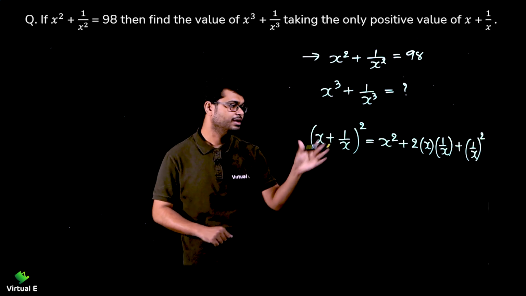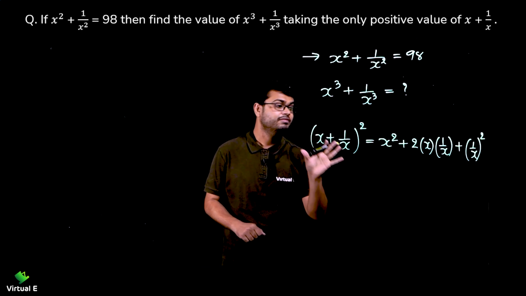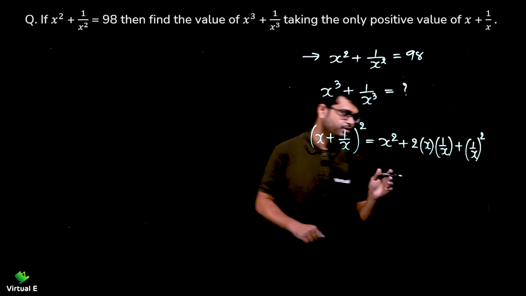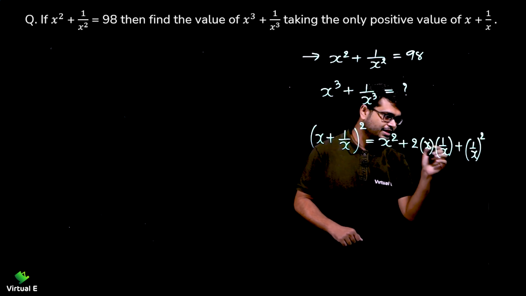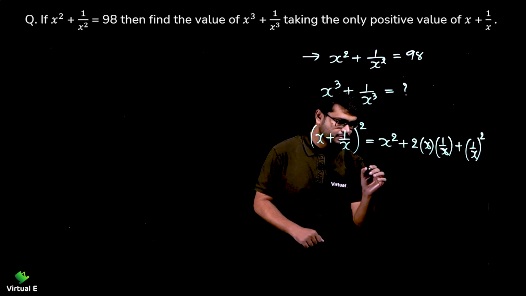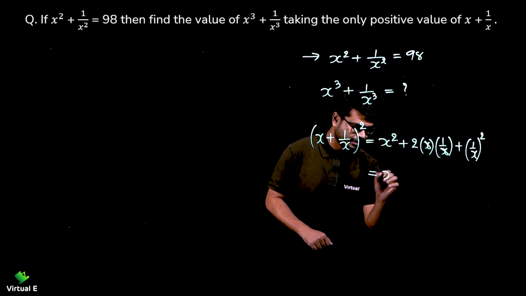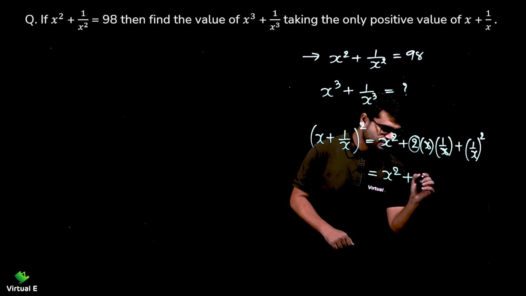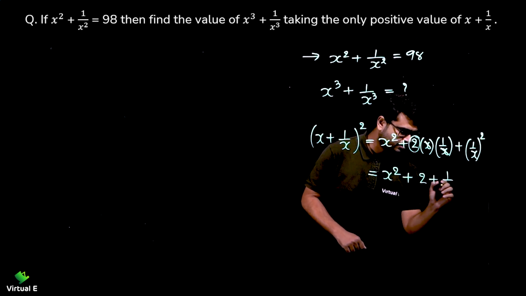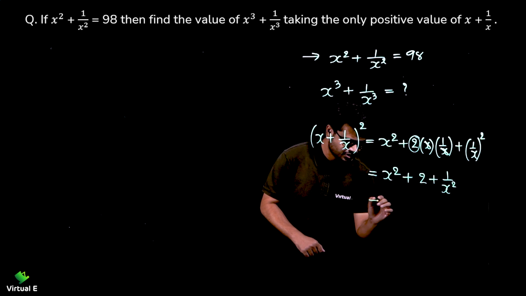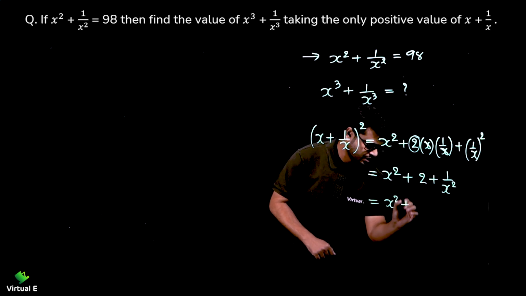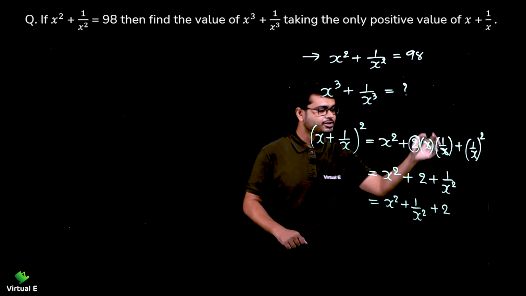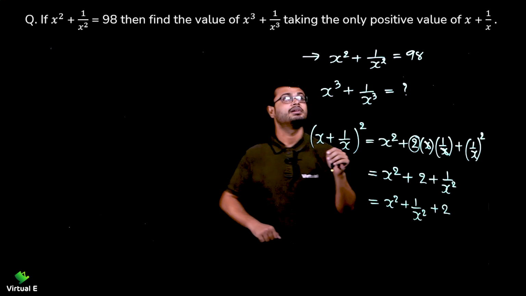Now here let's keep it as it is for a while. We don't have the value of this one now, but we can get the simplification over here. So x and this x will get cancelled. Good. So here we can write x square as it is, and here only 2 is left. So 2 plus 1 upon x square. So x square plus 1 upon x square plus 2. What did I do? I just shifted this term over here.